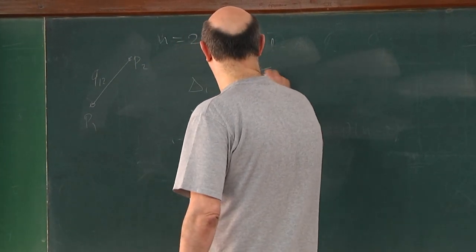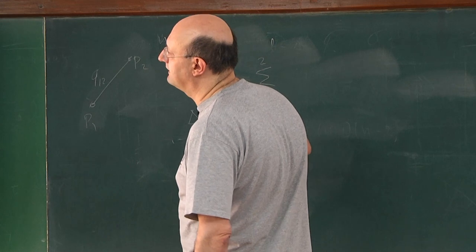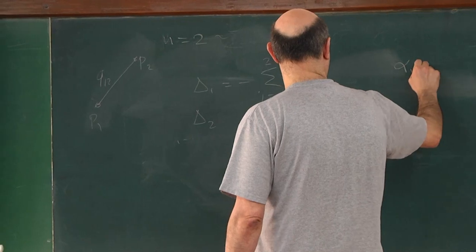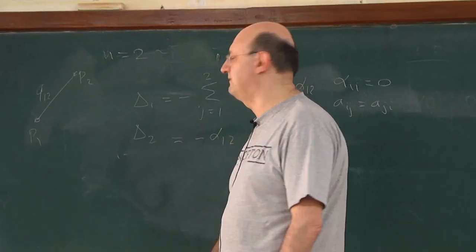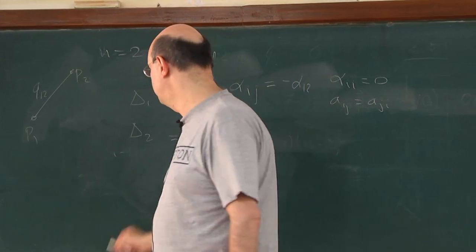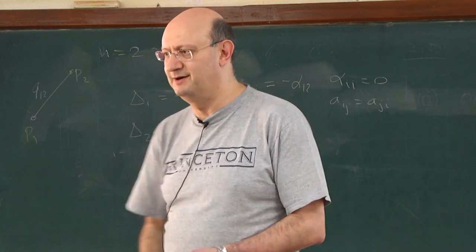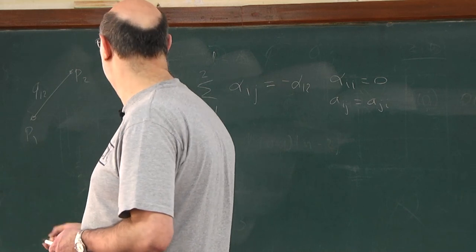So that could be the sum over J from 1 to 2 of alpha 1J. And we know that alpha on the diagonal is 0. And they're symmetric. So this is minus alpha 1,2. Doing the same for the other one, you find, again, this is minus alpha 1,2. Therefore, to have a non-zero correlator, you need delta 1 equal to delta 2, which is of course a well-known result.